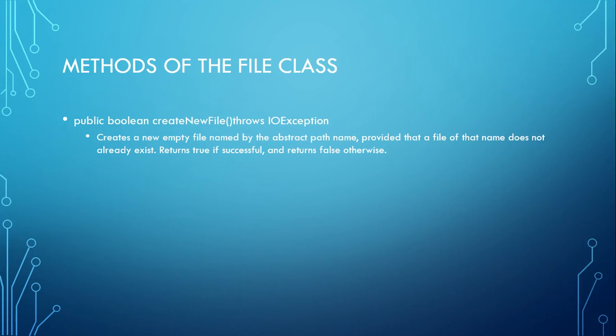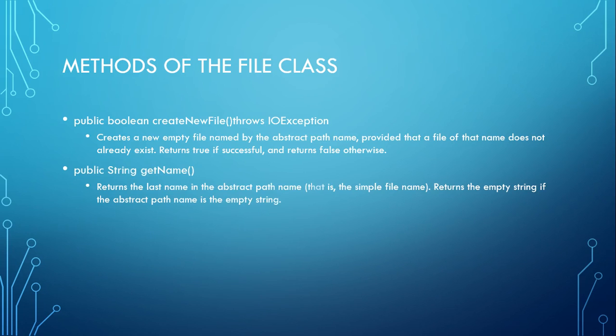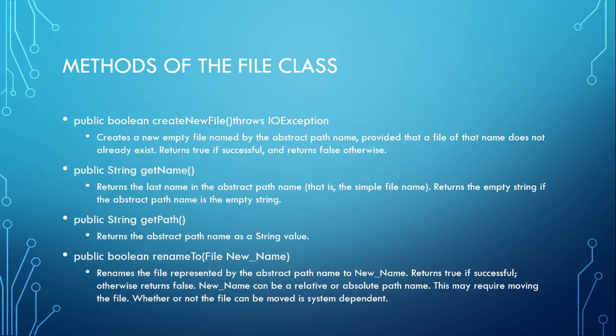All right. We also have the option for createNewFile, throws IOException. This creates a new empty file named by the abstract path name, provided that a file with that name does not already exist. Returns true if successful. Returns false otherwise. We also have public String getName, which will return the last name in the abstract path name, that is the simple file name, like sample.txt. Returns the empty string if the abstract path name is the empty string. And then of course we have getPath, which just gets the abstract path name. We have the public void renameTo, so they're simply just going to rename a file to the new name.